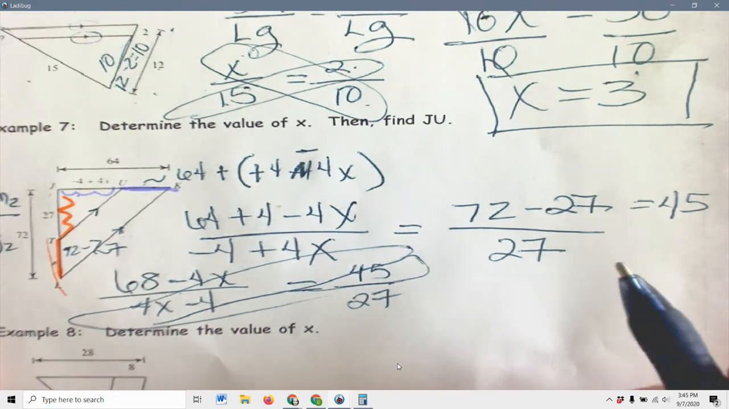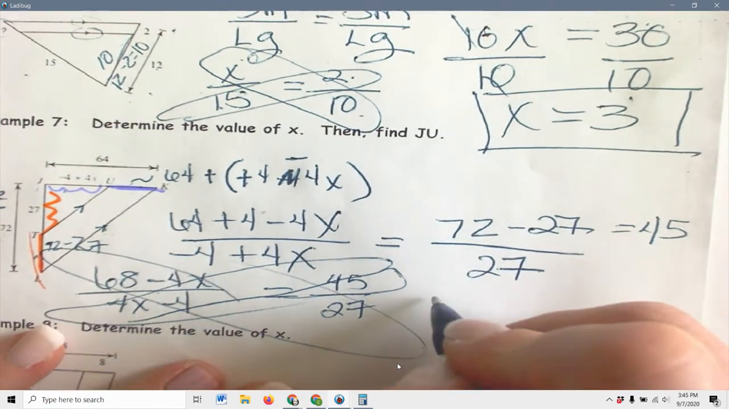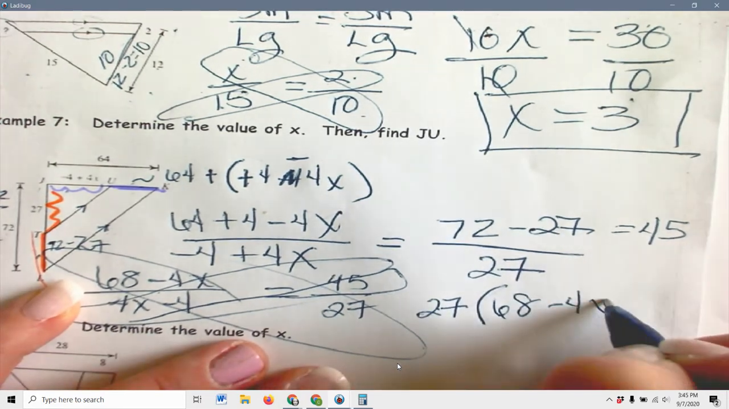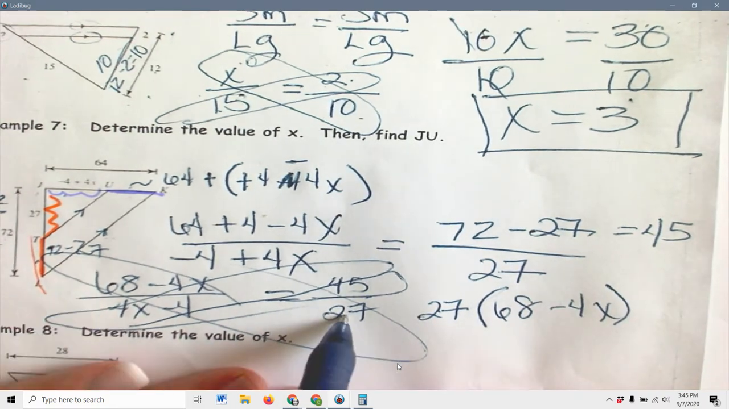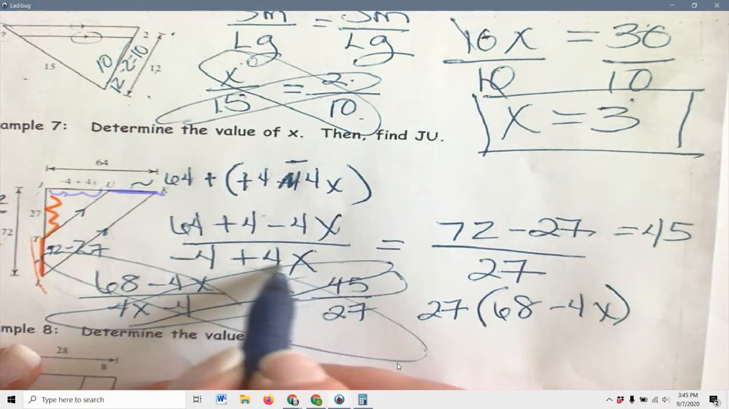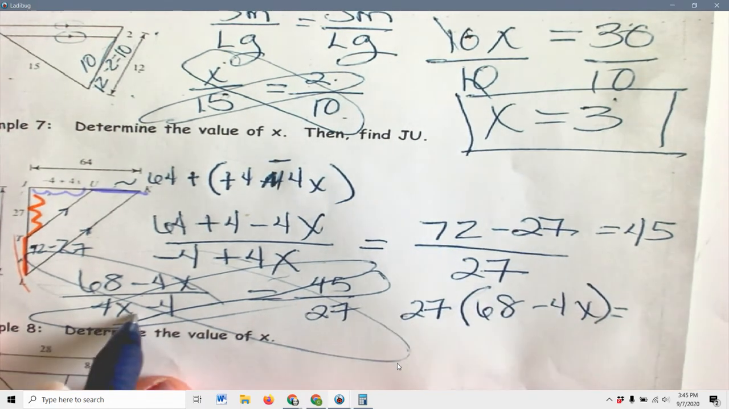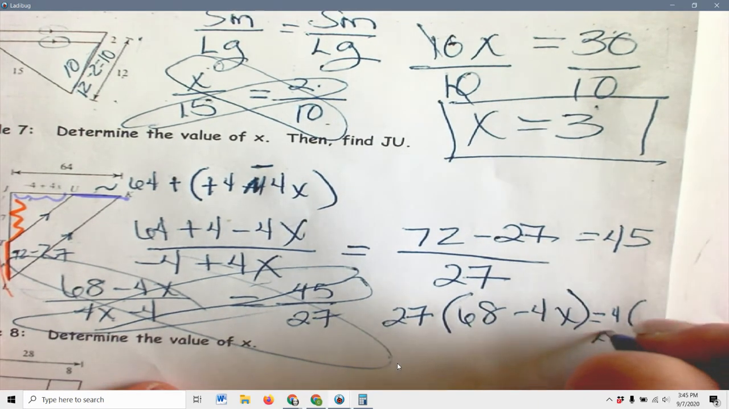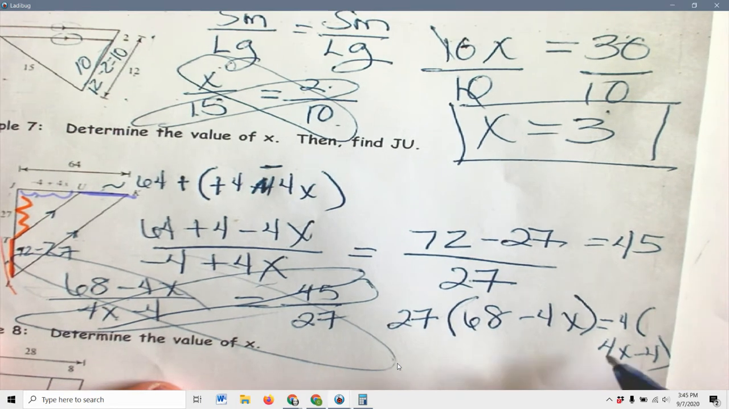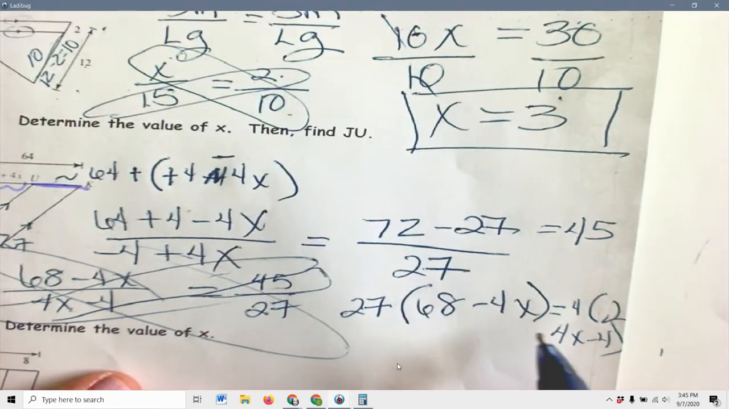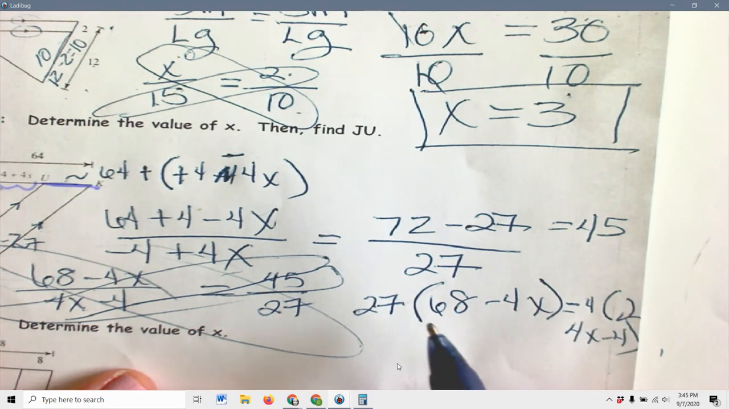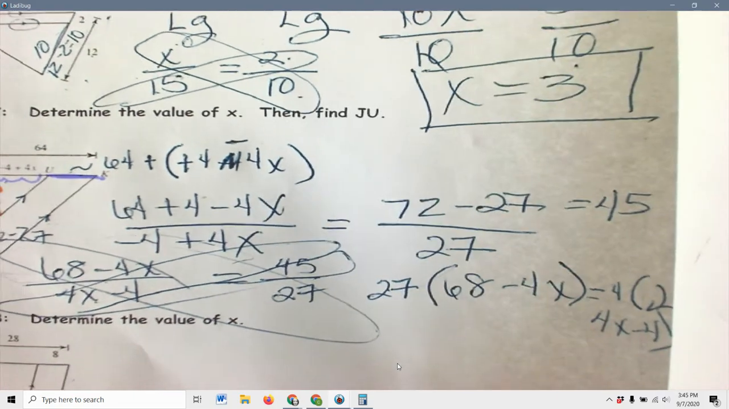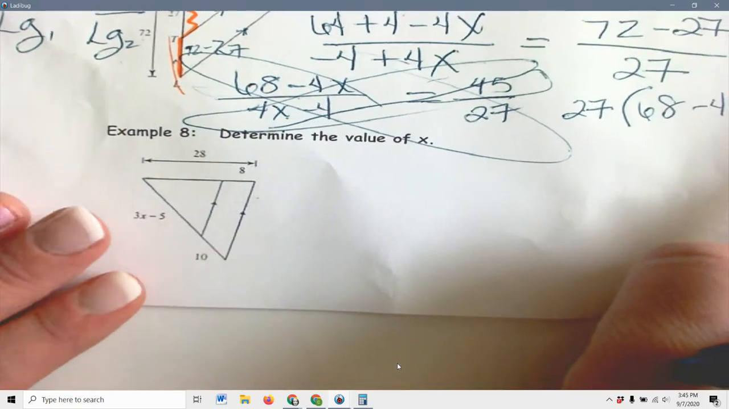Now I kind of missed my guy over here, but we'll cross multiply and we'll end up with 27, and then we'll multiply 68 minus 4x. This number times our simplified version here equals 45 times this number on the bottom, 4x minus 4. So I want you guys to go ahead and solve that out. You can see the notes that I've attached for the complete solution, but this gives you a sense of how to approach it. All right, let's look at example number 8.